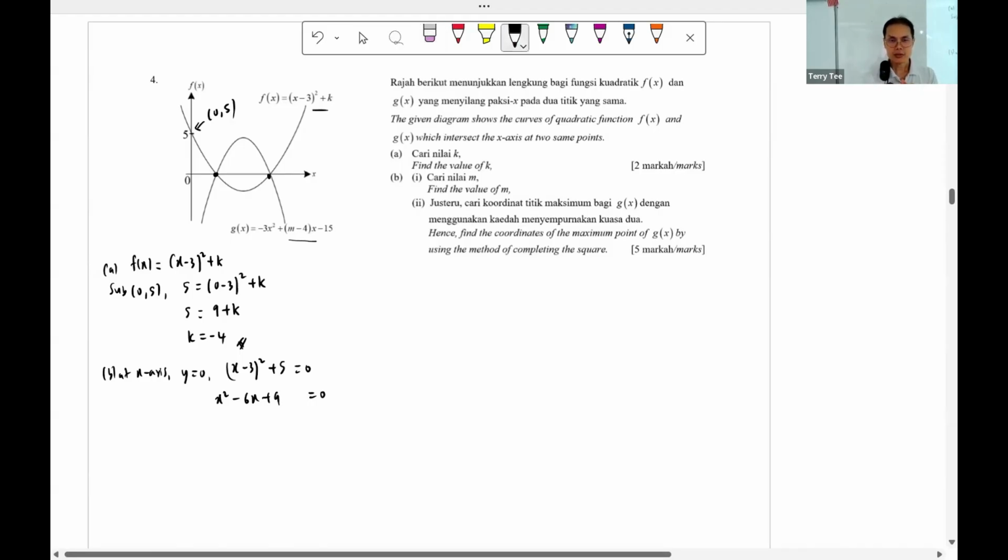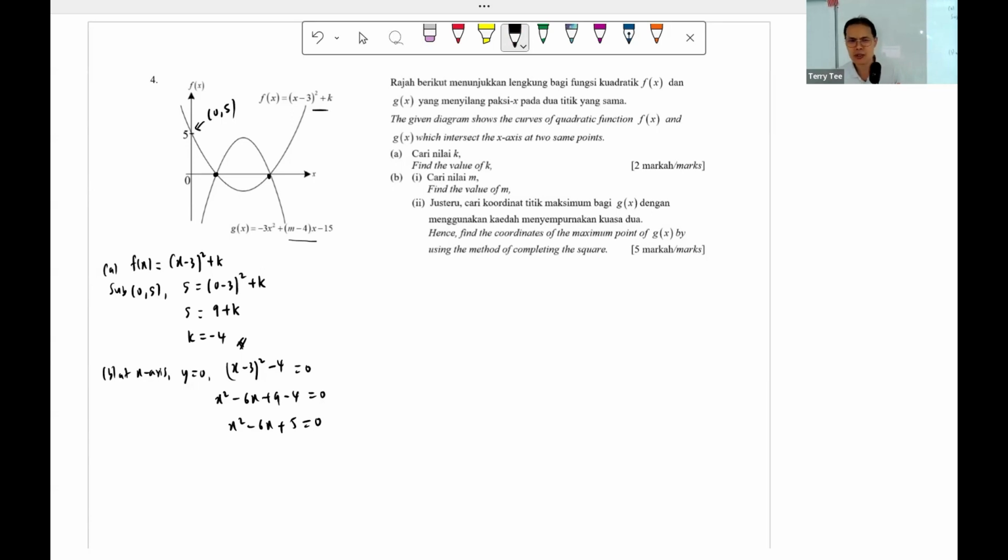I already know my k. So my k is, sorry, k is minus 4. So I think we can write x squared minus 6x plus 5. Then maybe we factorize it. No need to do SOR because we already have the exact equation. They are all in numbers, right? Factorizing is easier. Find out the roots. So the roots are 1 and 5, meaning this is 1, this is 5.